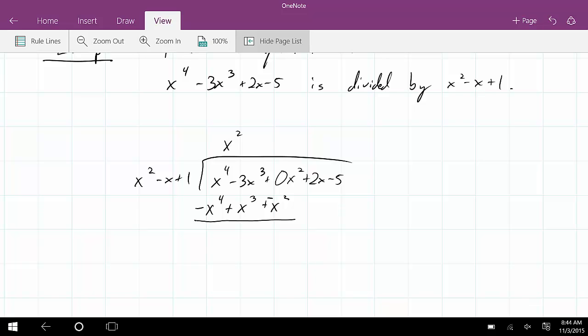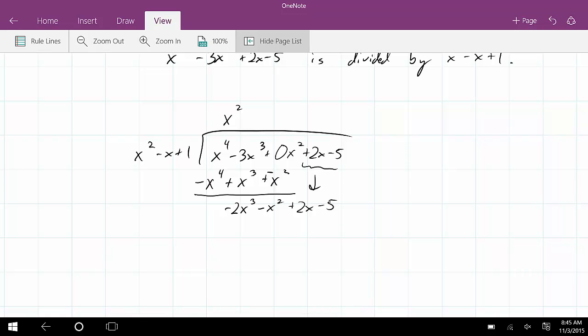So x to the power 4 plus negative x to the power 4 is 0 x to the power 4s. We have a negative 3x cubed, and we're going to add x cubed to it, so we're going to have a negative 2x cubed. Then we have a 0x squared minus an x squared. That's going to be a negative x squared. And then the rest of these you can just bring down, or you could say it's like subtracting 0 from each one, but the point is it's kind of like what we did in long division. We're just going to bring this down. So this is plus 2x minus 5.